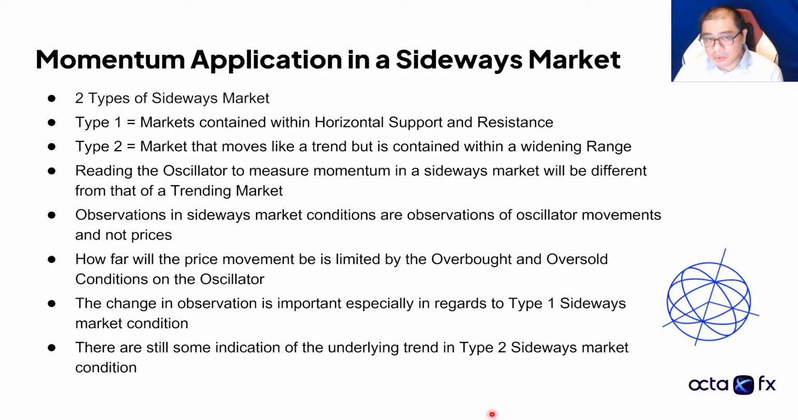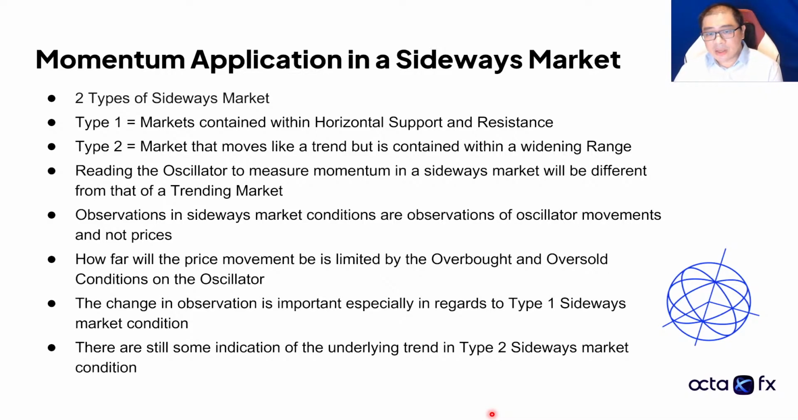Number two, type 2 market is a market that moves like a trend, but is actually contained within a widening range, a range that actually widens up. Some people call it, I don't know what other people call it. I think they call it like a reverse triangle or whatever. It just doesn't make sense. It's basically just a range that widens up, right?